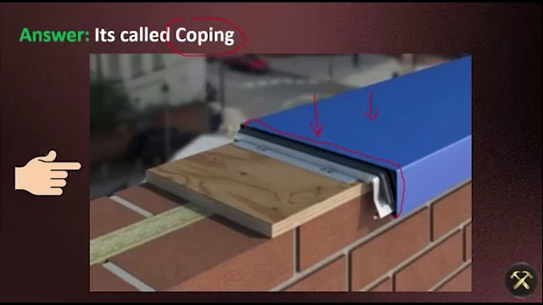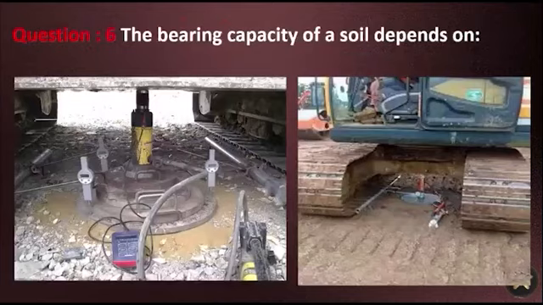Okay, now let's move on to another question. Question number 6: the bearing capacity of a soil depends on. For example, we are making this bearing capacity test. If you are a site engineer, you can normally see that for the load bearing test, we use some reaction for the load, like this heavy equipment, and we put the equipment here to check the bearing of the soil.